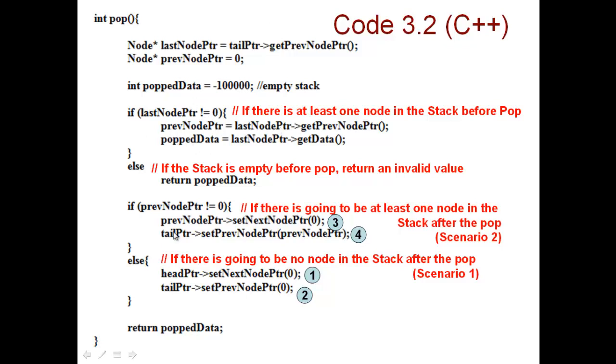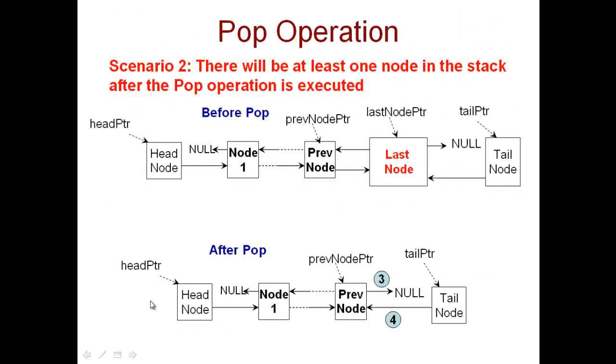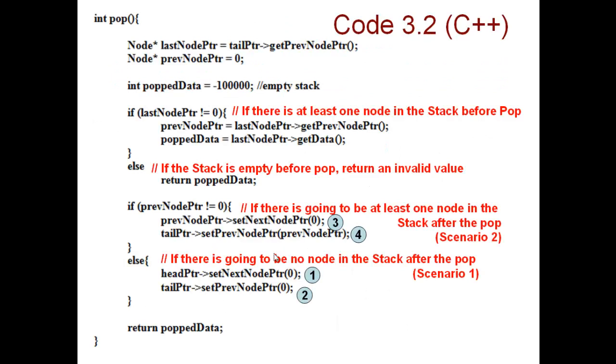in previous node pointer. So if previous node pointer is not equal to 0, that means there is some node previous to the last node. So even if I pop out that last node, there's going to be some node in the stack. So the stack is not going to become empty after the pop operation. So if previous node pointer is null, that means the stack is going to become empty after the pop operation. So the last node is the only node in the stack, and you're going to pop it out. So that means you go to the else block. So the stack would have become empty then, and for the empty stack, the head node's next node pointer is null, and the tail node's previous node pointer is null. So that's the thing that you have to do.